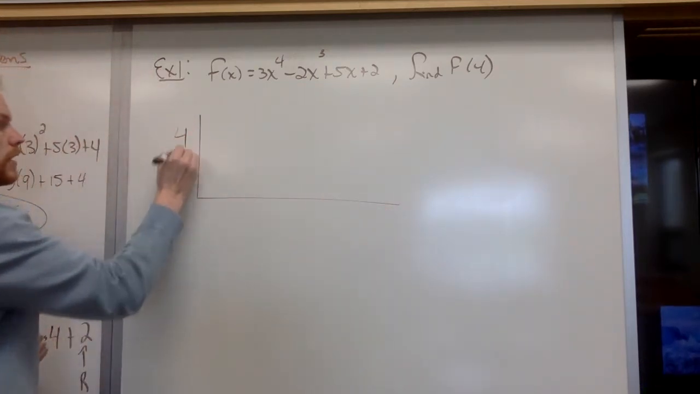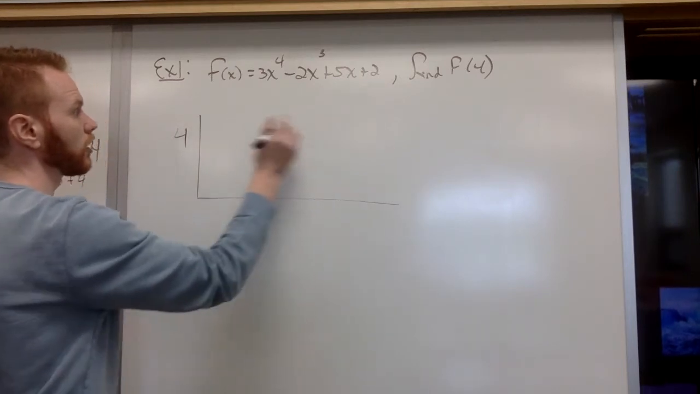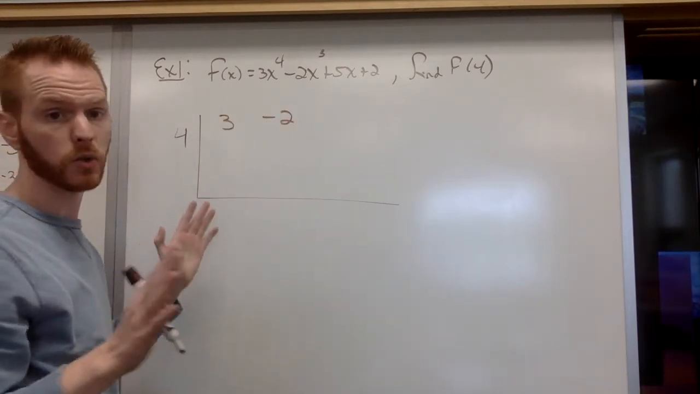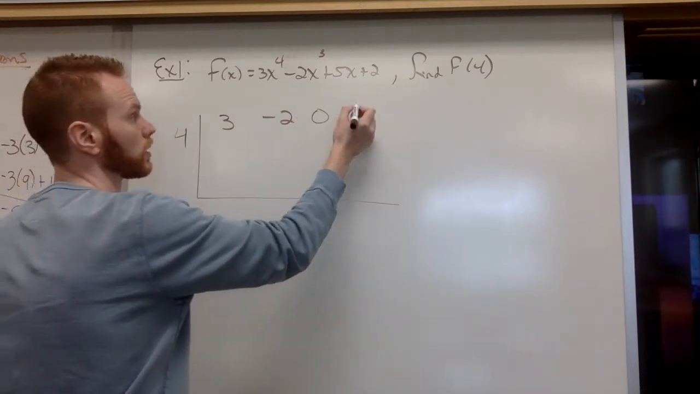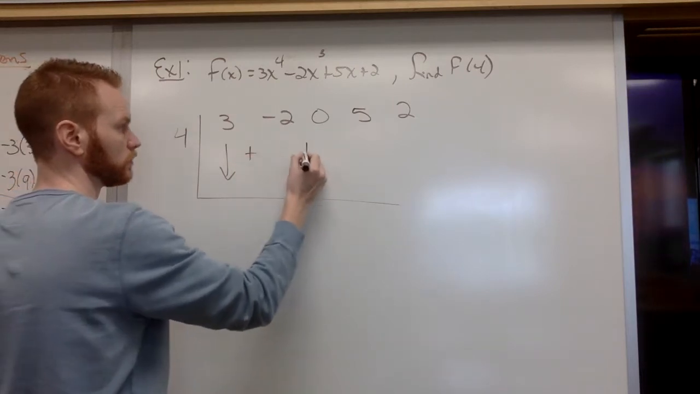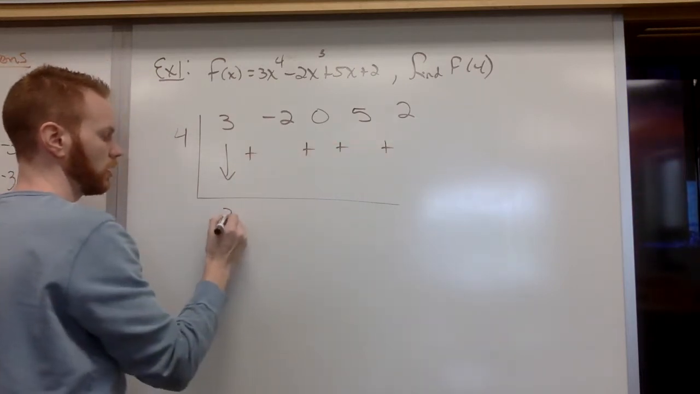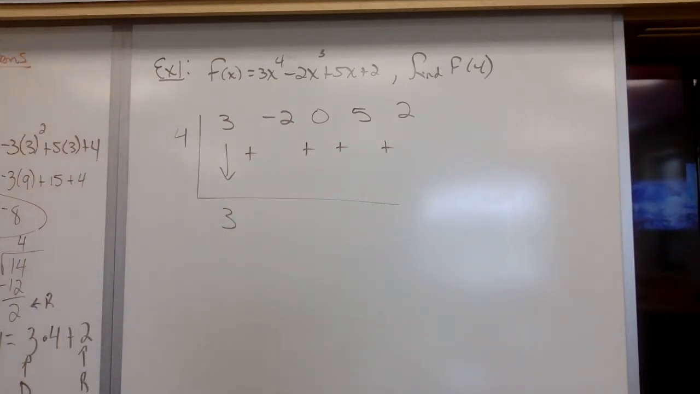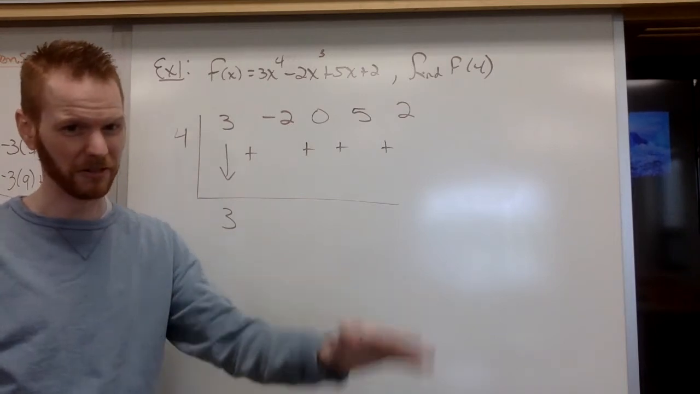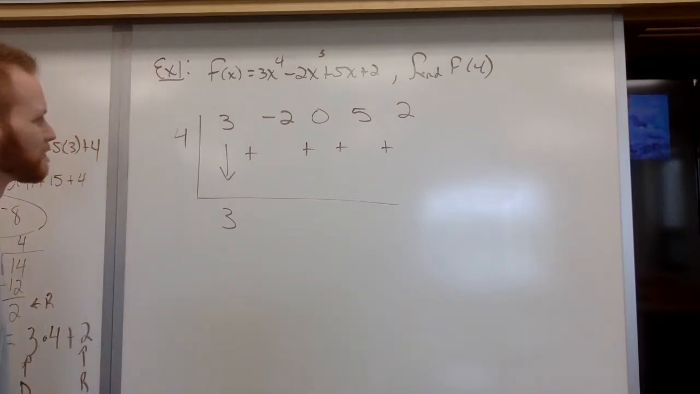Put the 4 on the outside. The coefficients I put here. So that's a 3, negative 2. Now, there's no x squared. I'm going to put 0 as a placeholder. 5, and then 2. Put plus signs here. And carry down the very first value. It might look like I'm going through that part quickly, but we did a lesson on it already. All right, so now we evaluate.